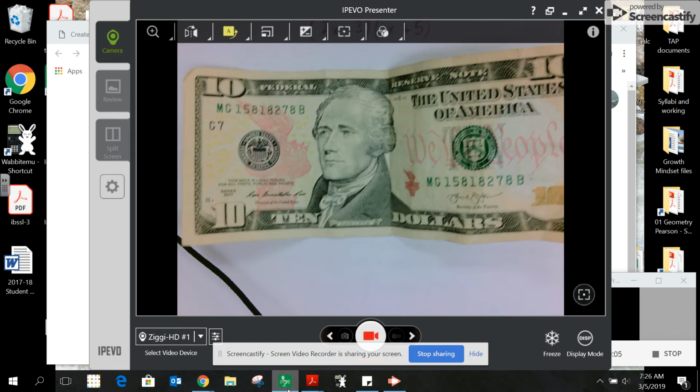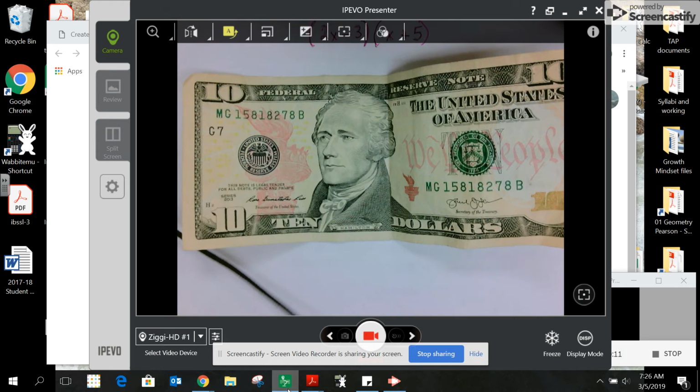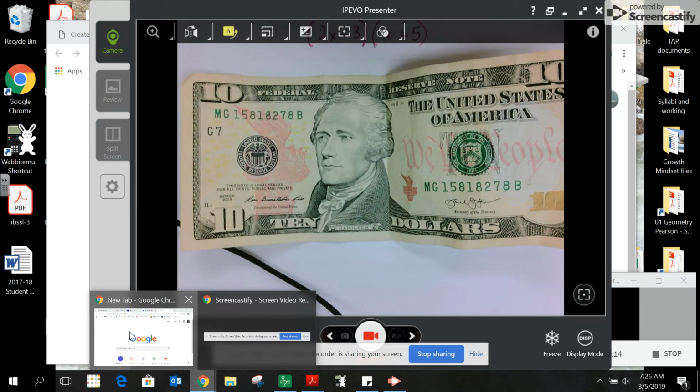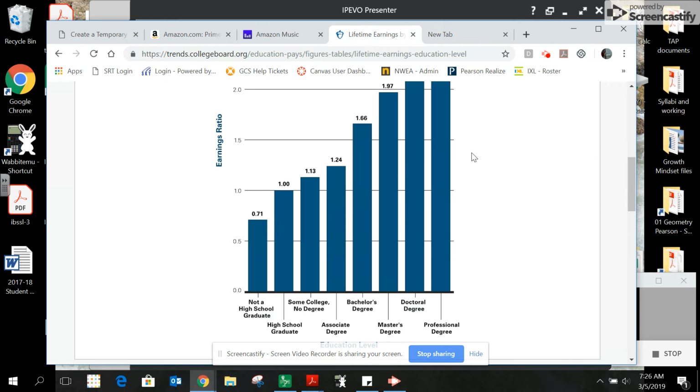Got your attention? So some people say that they don't like school because they don't get paid for it. So I thought I'd show you a couple things before we start on this problem. This is lifetime earnings of people based on their education level.